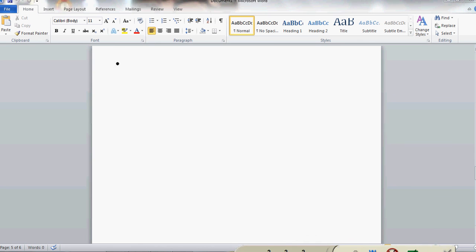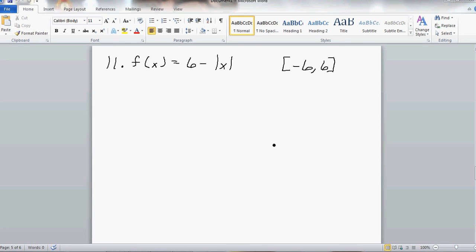Number 11 is f of x equals 6 minus the absolute value of x, and we're going from negative 6 to 6. Now here, the very first thing we have to do is determine where's the v. Where does the v occur? Because that will play a big part. And it shouldn't take too long to realize it occurs right at 0, 0. Just happens to go back 6 this way and 6 this way. Now let's just use this.